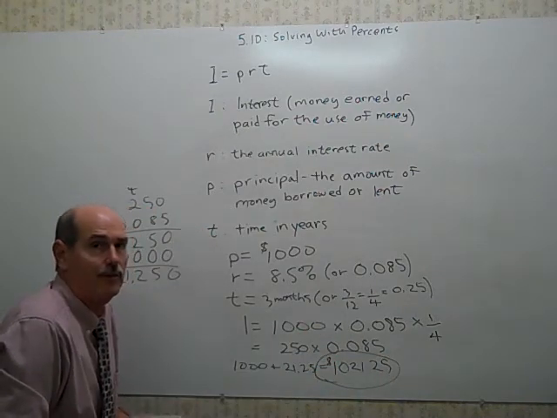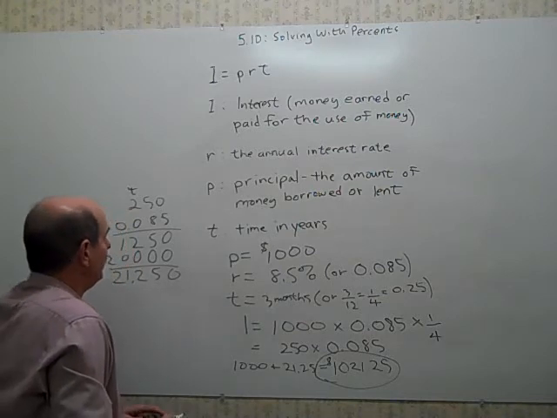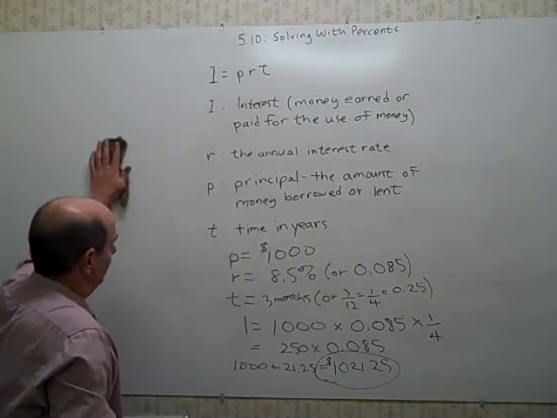So she just leaves her money sit there for 3 months and gets $21 extra. If you're patient and you have a good interest rate, you can let your money work for you.